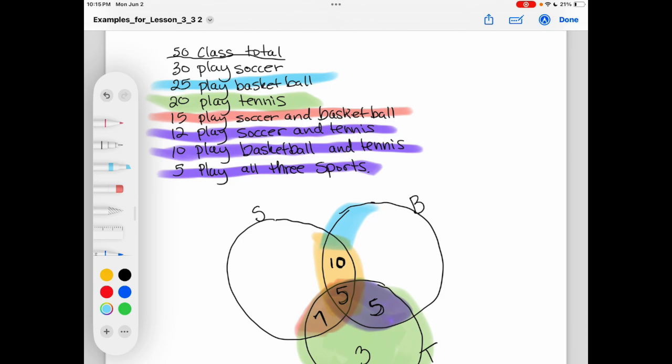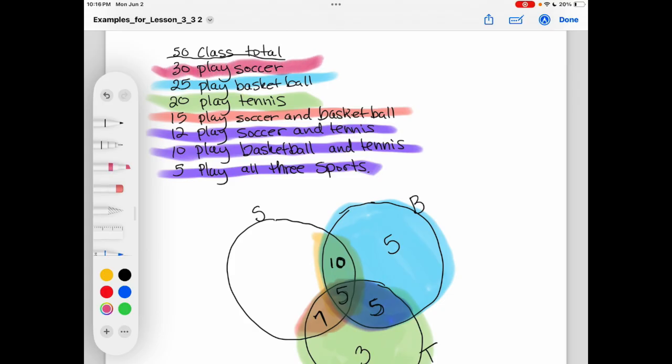Now let's look at those who play basketball. Everybody that plays basketball should be in this blue circle here. 25 should be in that blue circle in total. There are 20 that are already in that circle. So we need 5 left in there to make 25 in total that play.